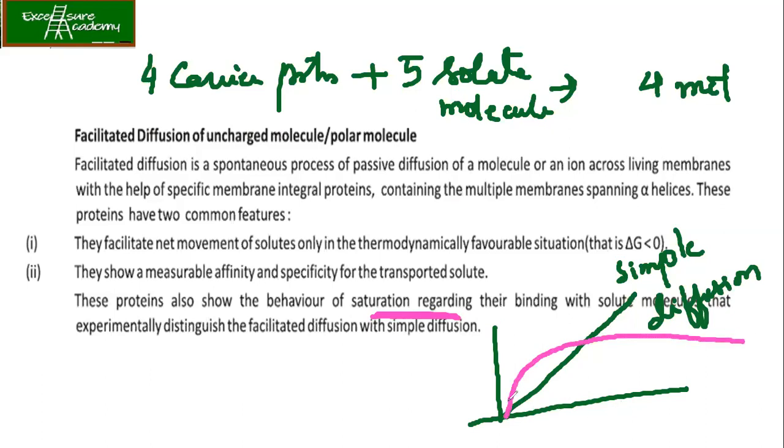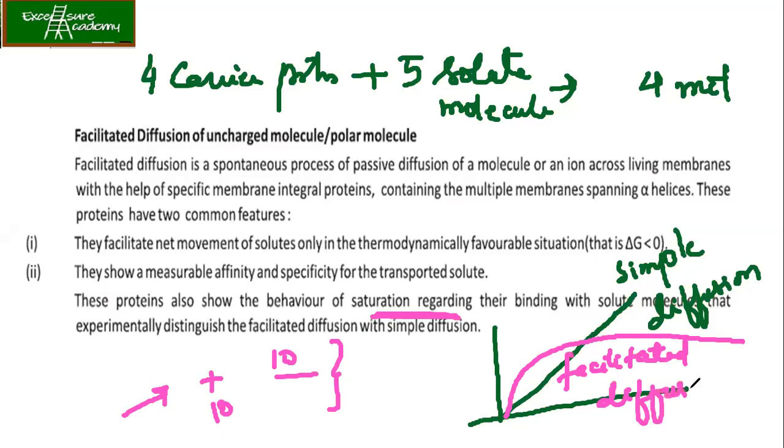Initially it keeps on increasing. Why? Because suppose 10 carriers are there, and slowly you're increasing the solute concentration. Once your carriers are 10 and your solute molecules are 10, what will happen? After that, this becomes saturated. So this is the case of facilitated diffusion. Okay, so it means after some time, even if you increase the concentration of the solute, it is going to show the saturation curve. So I hope this is clear.